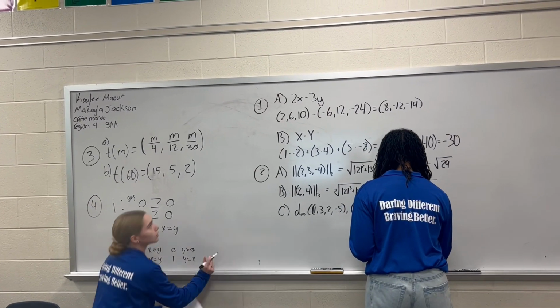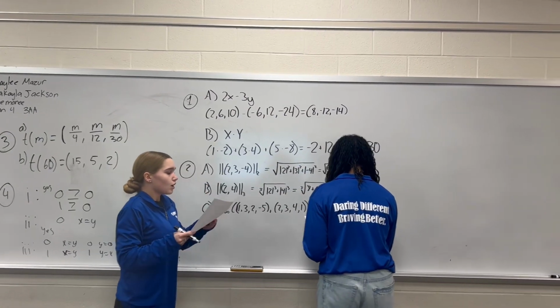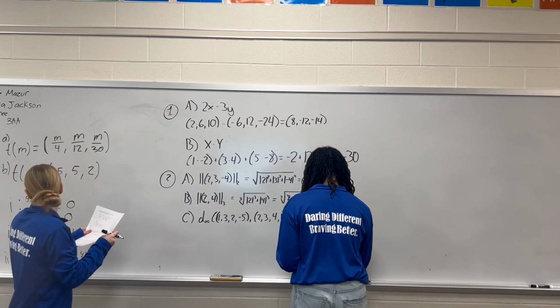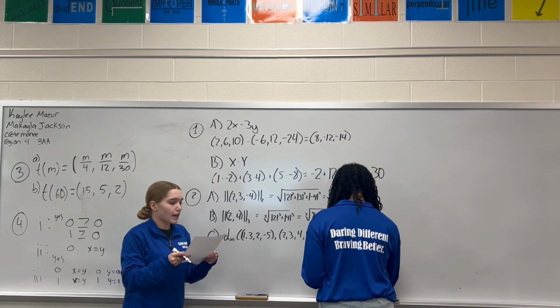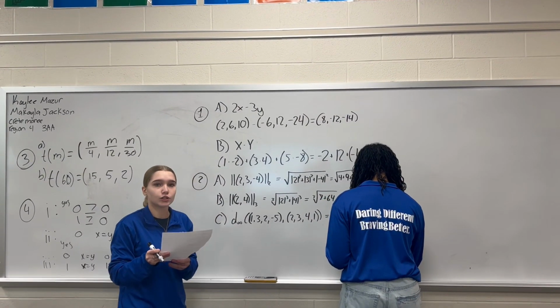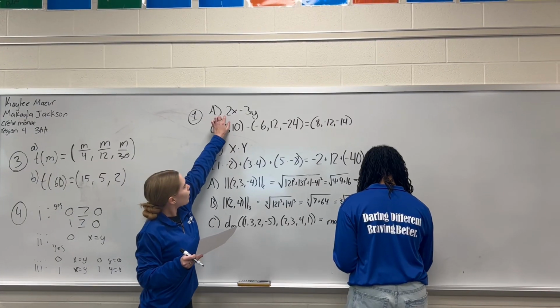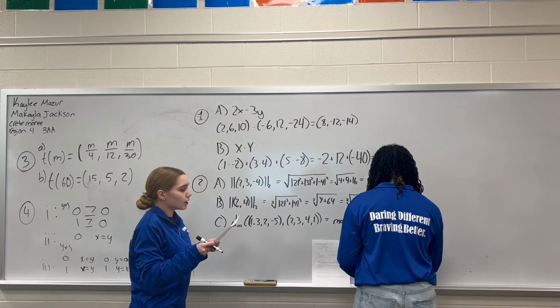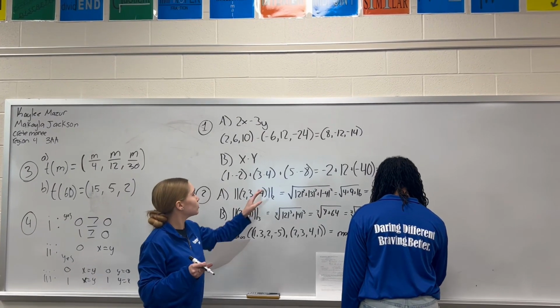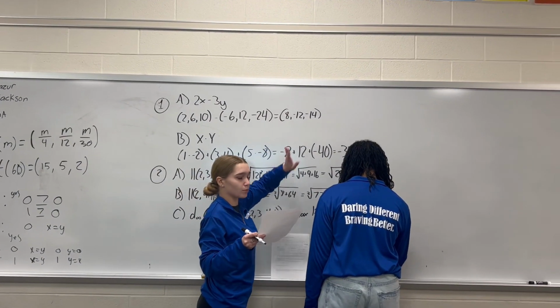Going back to number 1, for part A, we're using scalar multiplication. And that is so for that first one, you would distribute that 2 into all of the x values of that first ordered triple. And then you would distribute that 3 into all of the y values for that other ordered triple.